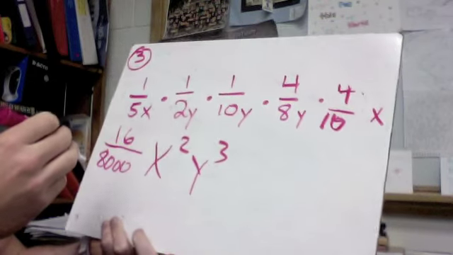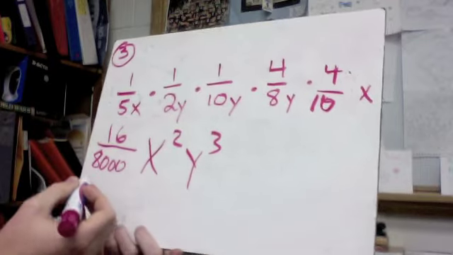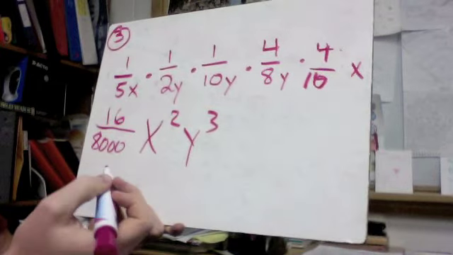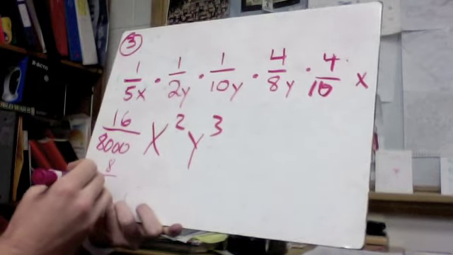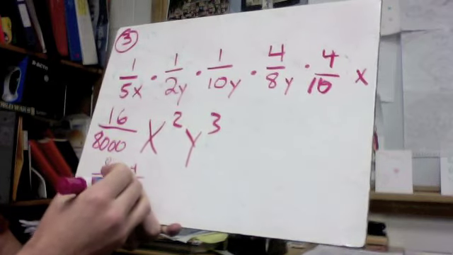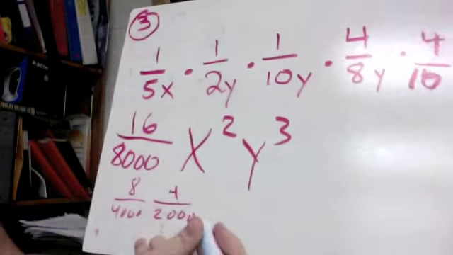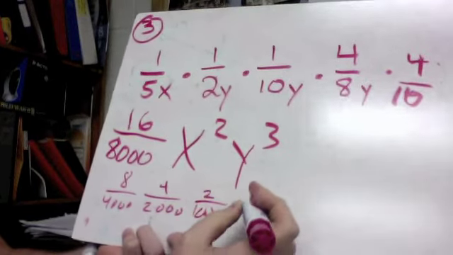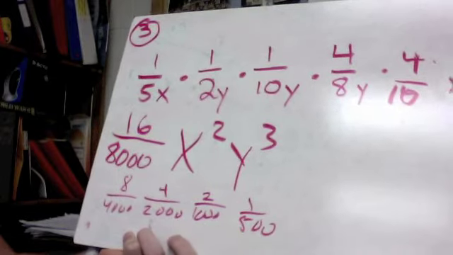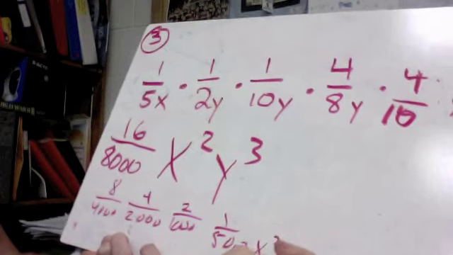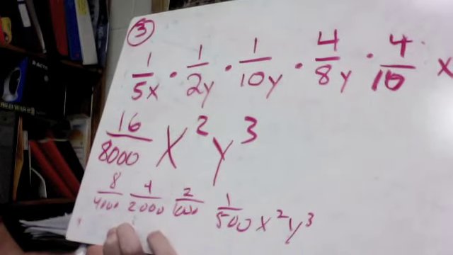We shouldn't leave it like this. We should be able to reduce a little bit here. I'm just going to keep cutting it in half. You can probably find bigger numbers that go into it, but I'll just keep cutting it in half. We'd have 8/4,000. We'd have 4/2,000. We'd have 2/1,000. And then we would have 1/500. So our final answer would be 1/500th x to the second, y to the third.